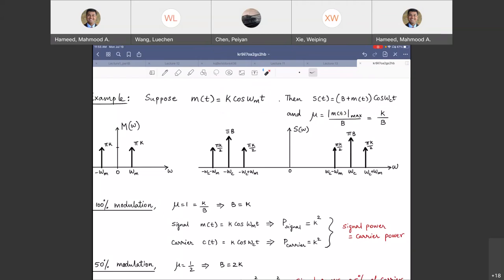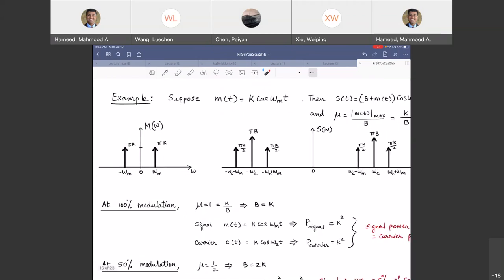Let's try to look at it in the frequency domain. For M of t, the Fourier transform is M of omega. What is the Fourier transform here? Omega_m will give you impulses at omega_m and minus omega_m. If the amplitude was 1, this would be pi and pi. The amplitude is K, so this will be pi K and pi K.